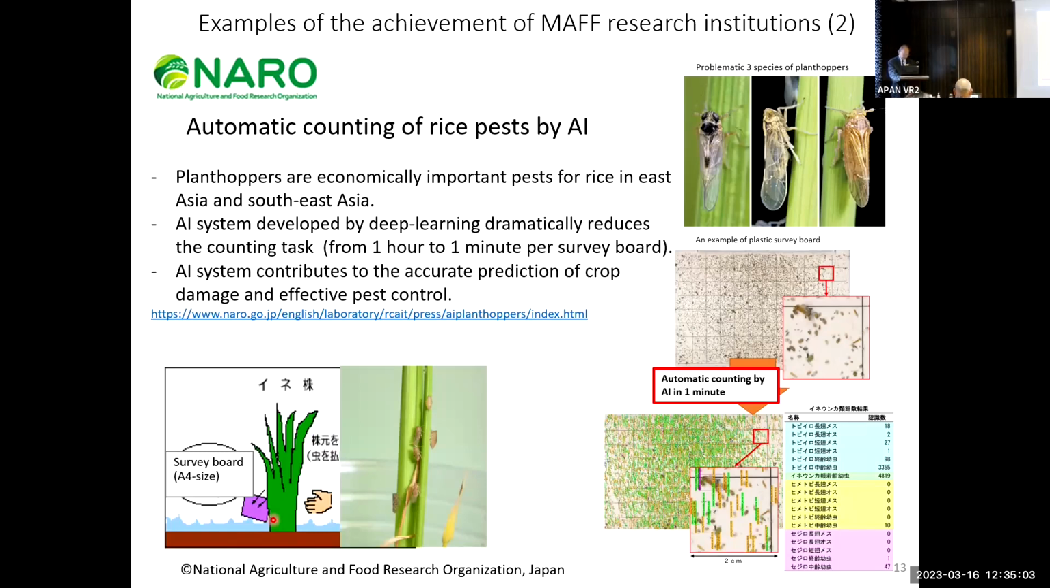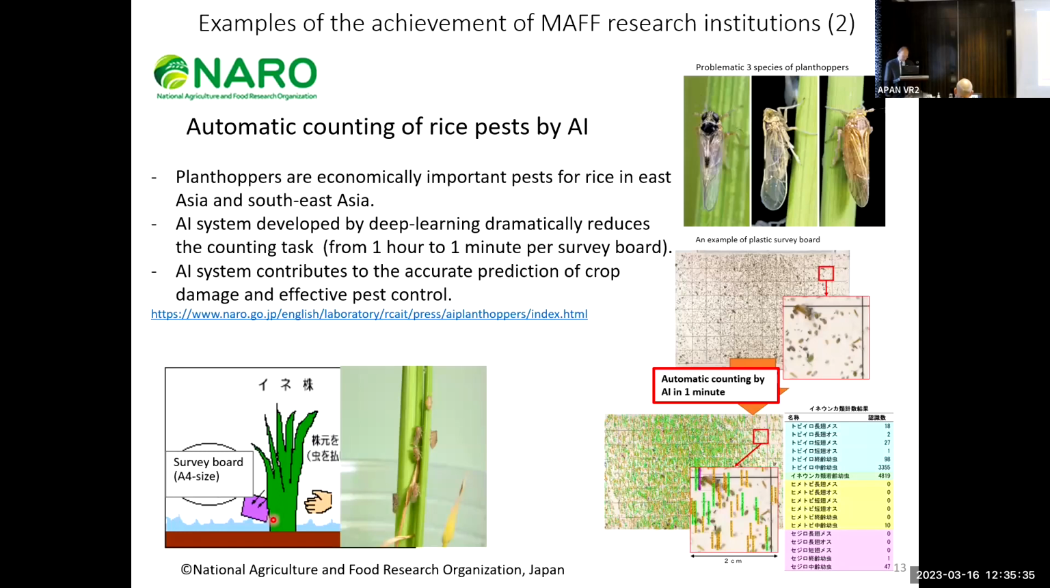By the existing visual inspection method, as rice planthopper individuals are so small, about or less than 5 millimeters, it may take more than 1 hour per survey board for well-trained experts to distinguish 18 categories, for example, 3 species, developmental stage, sexes, male or female, and wing forms in adults.